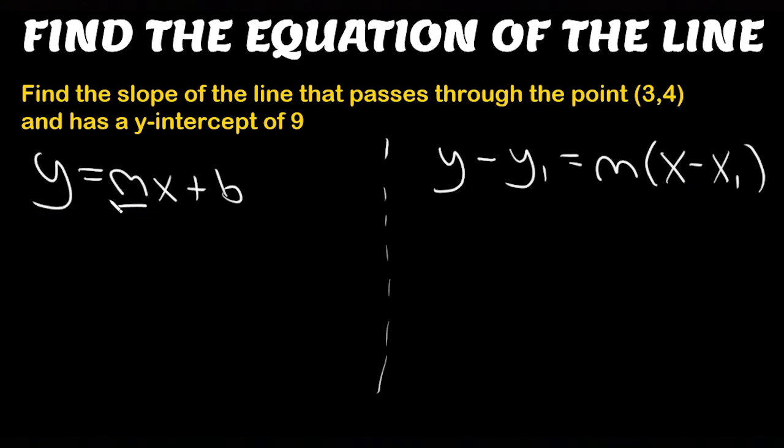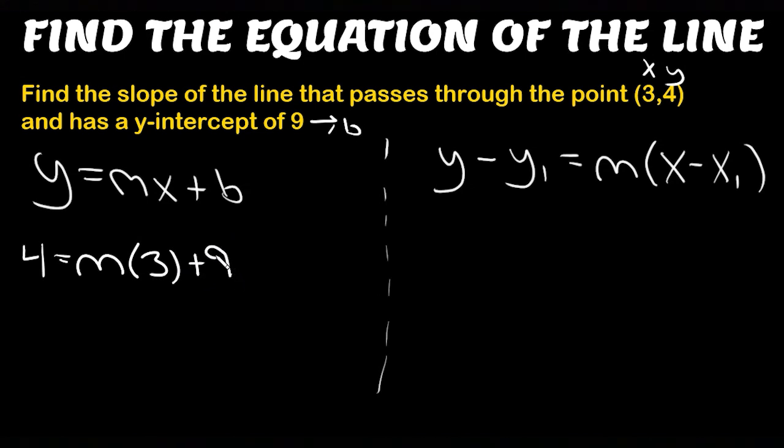But when I go to plug it into slope-intercept form, remember the goal is to find m now, okay? So what do I need to do? Well, I need to plug in my x and y values, and I need to plug in my y-intercept, which is going to be b. Remember, this 9 is your b, okay? And this is going to be x comma y. So plugging it in, my y is going to be 4, equal to, I don't know what my slope is, so m. And then I have x, which is going to be 3. And then plus b, well, that's my 9. So plus 9. So all we're going to do is solve for m now.